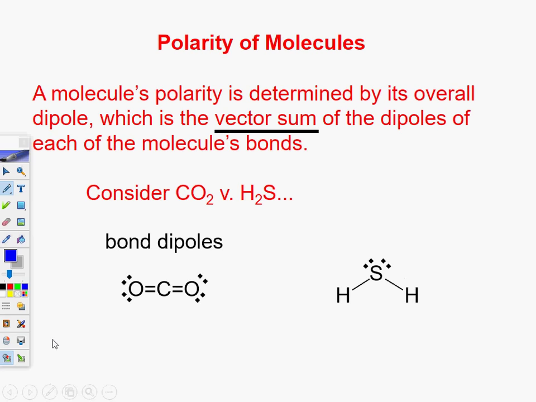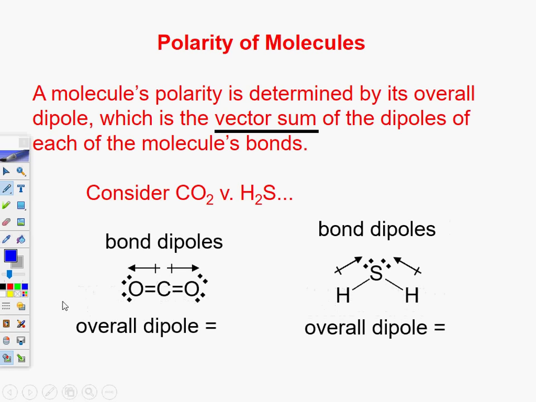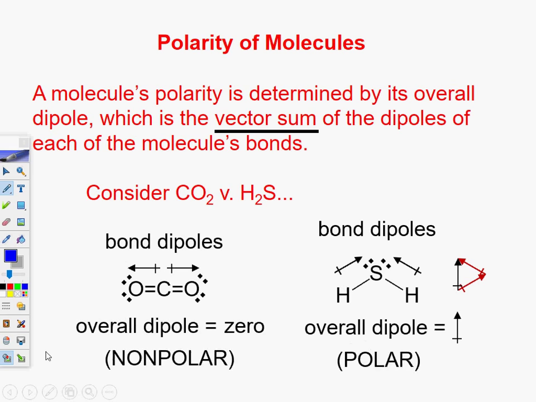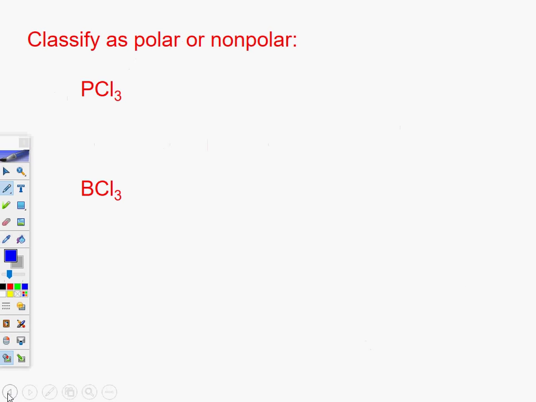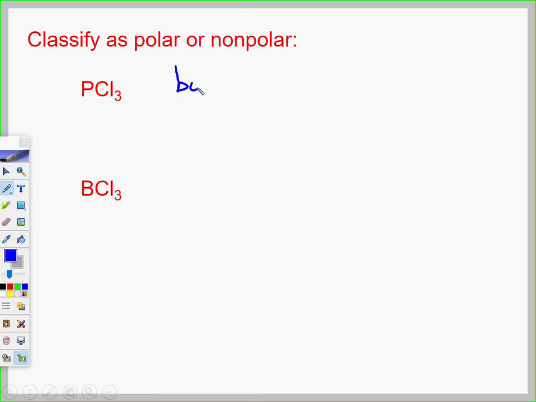So vector sum, take a look. Bond dipoles are going to go out, they're going to go out. Bond dipole is going to go in, like we said. Overall dipole: zero. Overall dipole is going to be that and that, which makes up everything we just talked about. Classify each as polar or nonpolar. Let me clarify this. I want you to do both, bond and molecule.